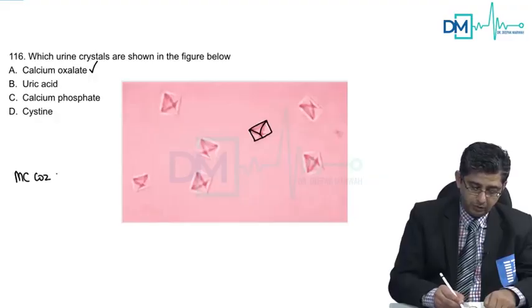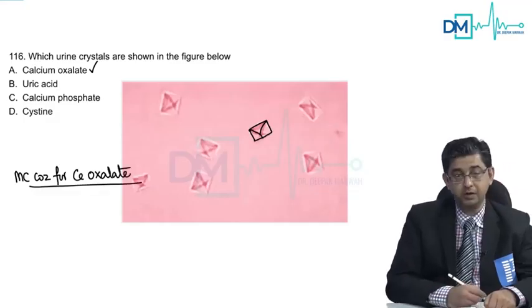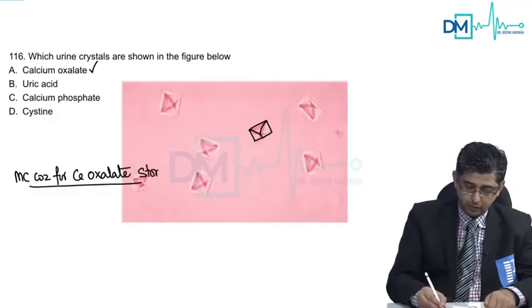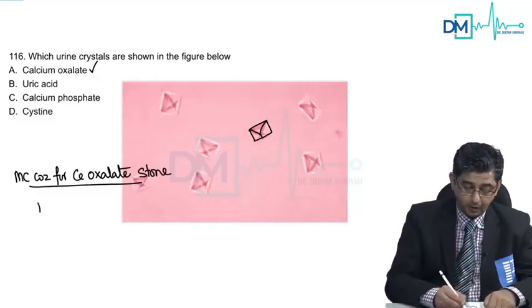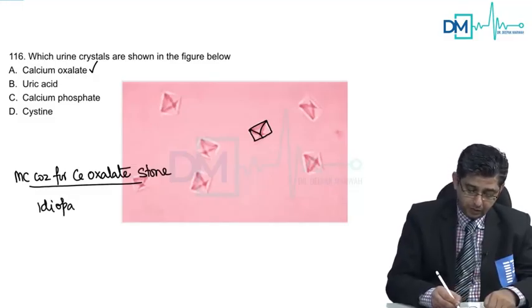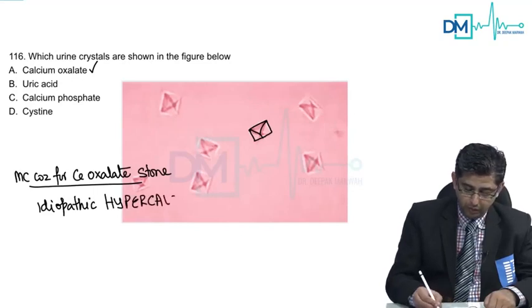This is the shape of the crystal that you should be aware of. The most common cause for the commonest stone, calcium oxalate, is idiopathic hypercalciuria. These patients have a tendency to have more calcium excreted in their urine.